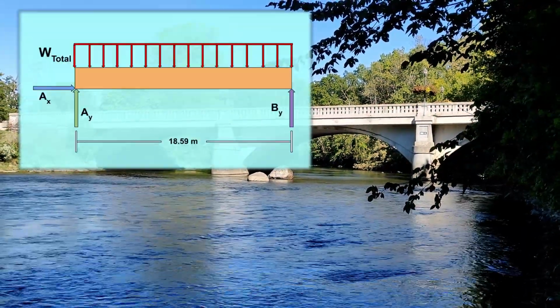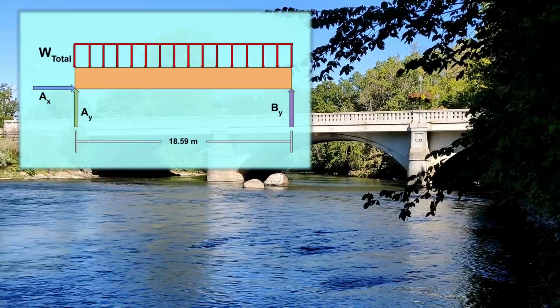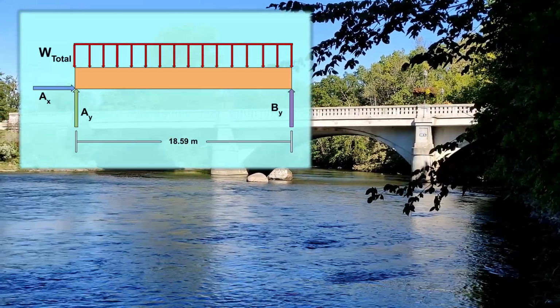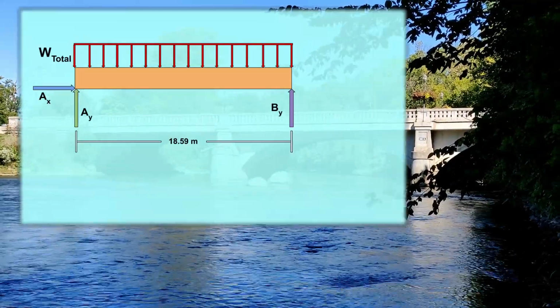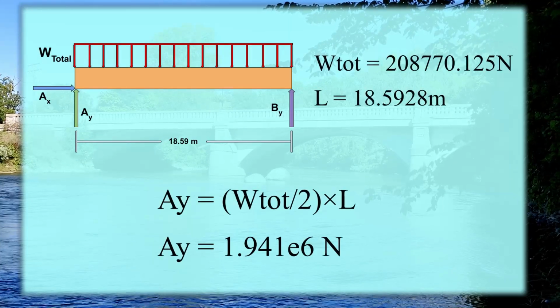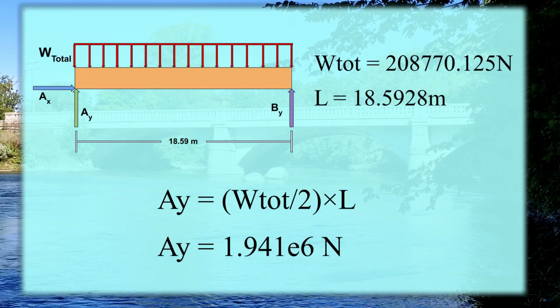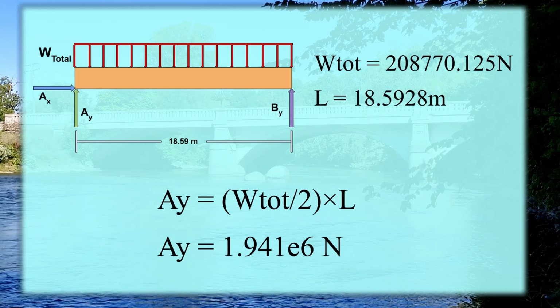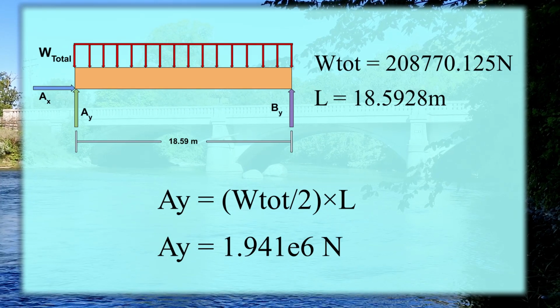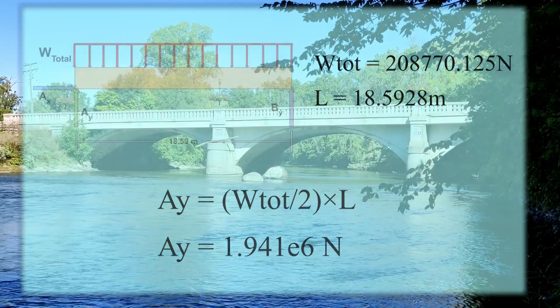When using our free body diagrams, our first step toward solving for shear force and bending moment was to find the force AY on the bridge. To solve for that, we used the equation W total times the length of the bridge section, divided by 2. Once we had force AY, we could move to our segment view and solve for the shear force and bending moment.